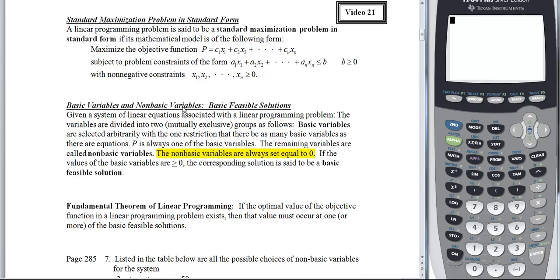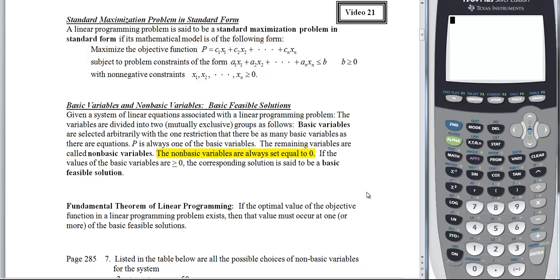Now, basic variables and non-basic variables. This will be your first encounter. We will look at these a whole lot more, believe me, and also basic feasible solutions. Given a system of linear equations associated with a linear programming problem, the variables are divided into two mutually exclusive groups as follows. Mutually exclusive means together they are separate. We have basic variables. They're selected arbitrarily with the one restriction that there may be as many basic variables as there are equations. P is always one of the basic variables. The remaining variables are called non-basic, and the non-basic variables are always set equal to 0. If the values of the basic variables are greater than or equal to 0, then the corresponding solution is said to be a basic feasible solution. So my solution has got to be greater than or equal to 0, pretty much is what this says.